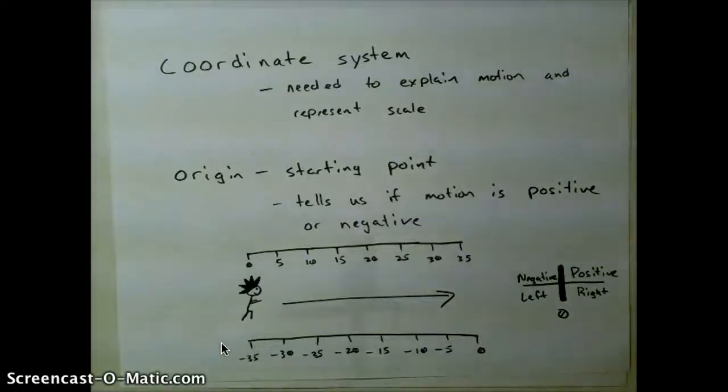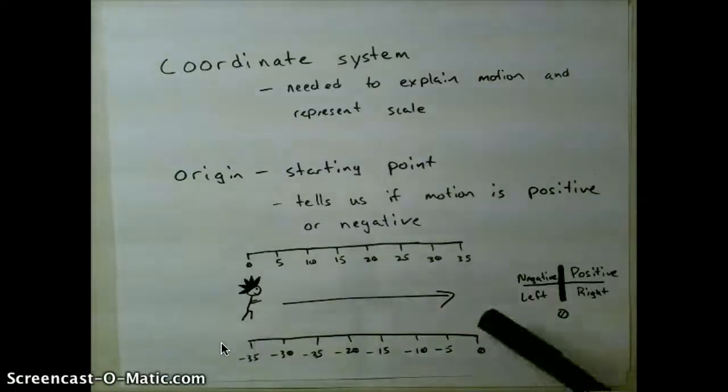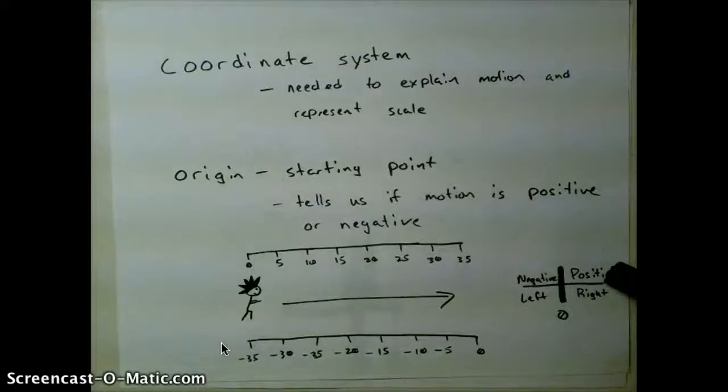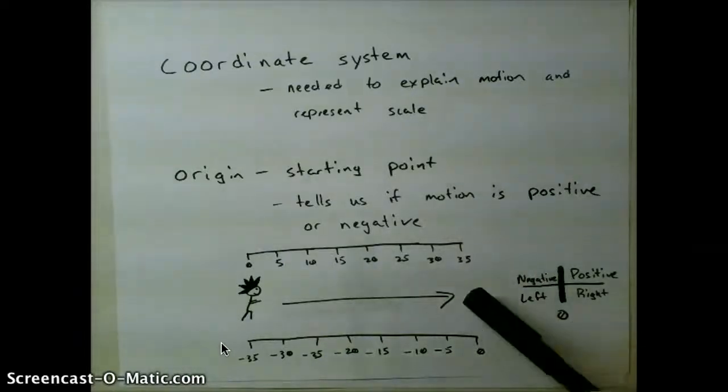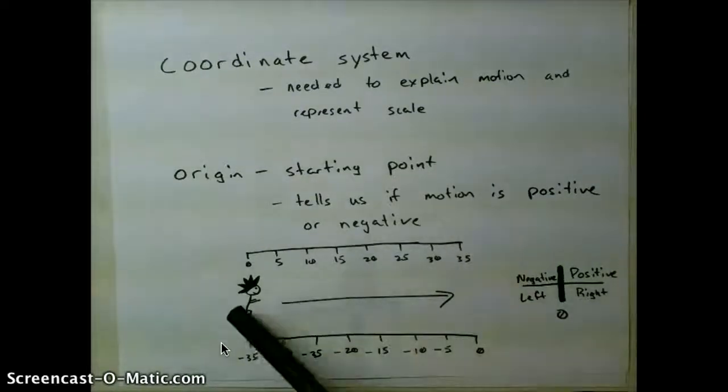Once we have our origin, we can actually describe our motion as positive or negative. So since he's running from left to right on this page, he would have a positive motion, since he's moving to the right of the 0 point, or towards the right of the 0 point. If he was starting on the right-hand side of the paper and moving to the left, then we could say that he has negative motion.